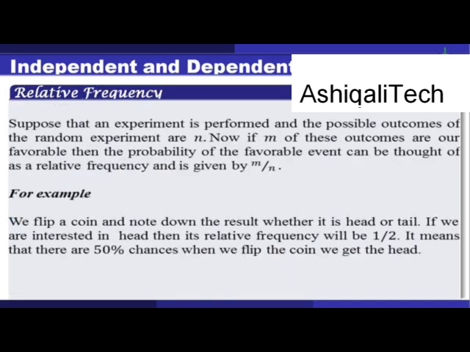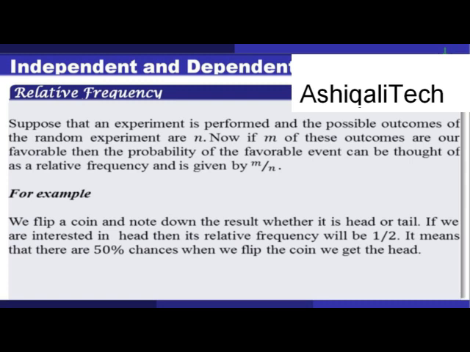Dear students, now we define relative frequency. Suppose that an experiment is performed and the possible outcomes of the random experiment are n. Now if m of these outcomes are favorable, then the probability of the favorable event can be thought of as a relative frequency, and it is given by m ratio n, or m divided by n.